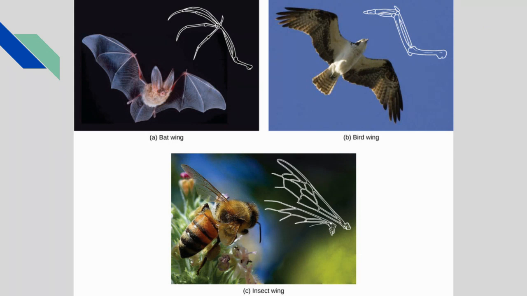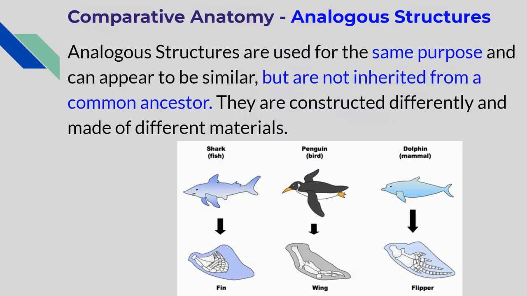Bats have wings, birds have wings, and insects have wings. Those wings help those organisms to fly, but you can see that the bone structure is very different. In fact, insects don't even have bones. Those are just wings that are not made of bones, and they're probably made of something more like chitin. But bat wings are made of bones and bird wings are made of bones, but they're made of different materials and they're shaped differently, but they do have the same common purpose. Because they have the same purpose, even though they look different structurally, they are analogous structures.